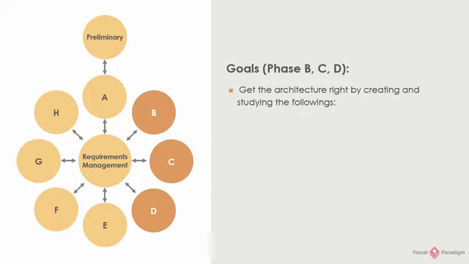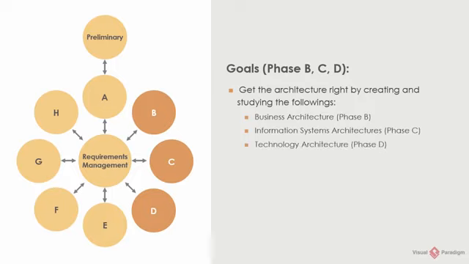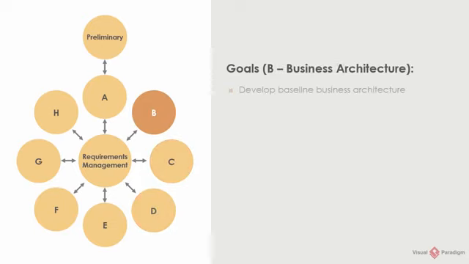An enterprise architecture consists of three domains: the business domain, information systems domain, and technology domain, which are the focuses of Phase B, C, and D respectively. The goal of Phase B is to develop the baseline business architecture, representing the components that form the business and their interrelationships today, and the target architecture, which is the business architecture we want to develop.